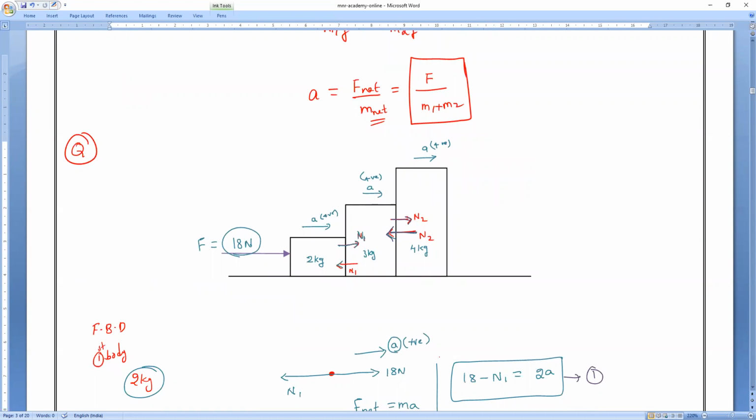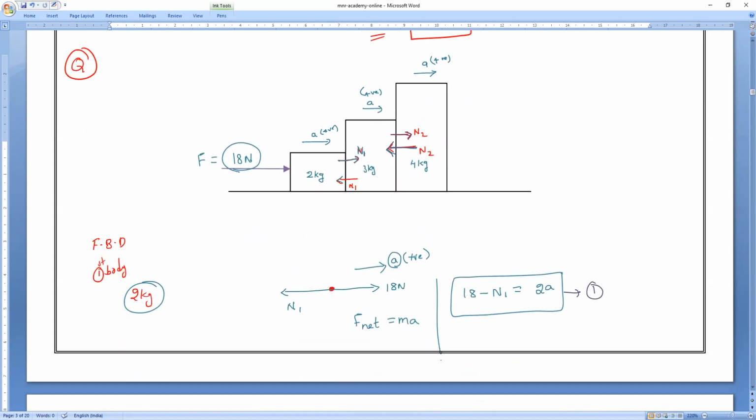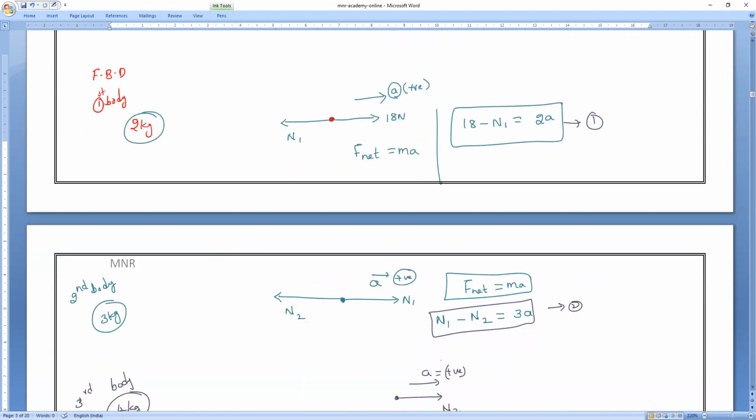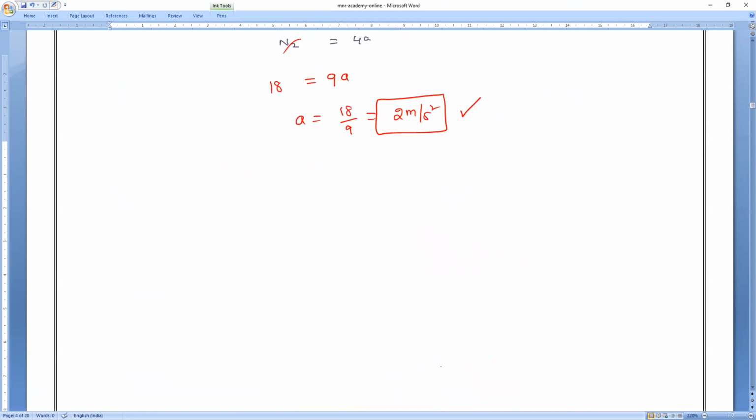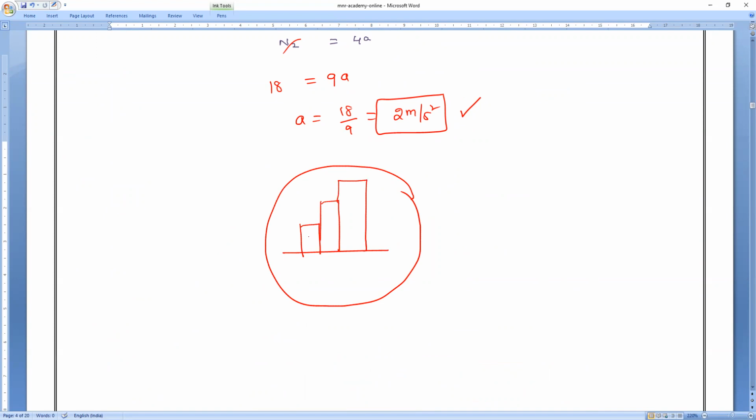Now, if you all notice, the same problem we can solve with the shortcut formula also. How to solve with the shortcut formula? Very simple. Consider the whole body as a single system. That is this one, this one and this one. The masses are 2 kg, 3 kg and 4 kg. Then what is the total mass if you consider it as a single system? M1 plus M2 plus M3.